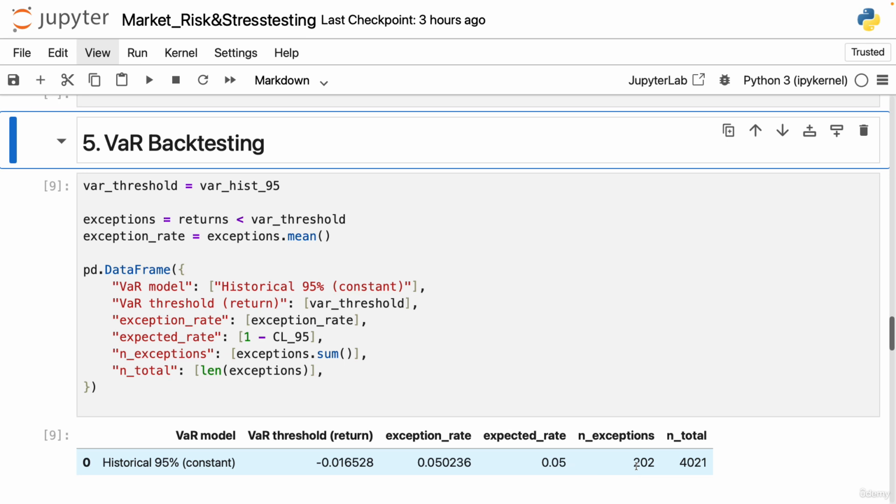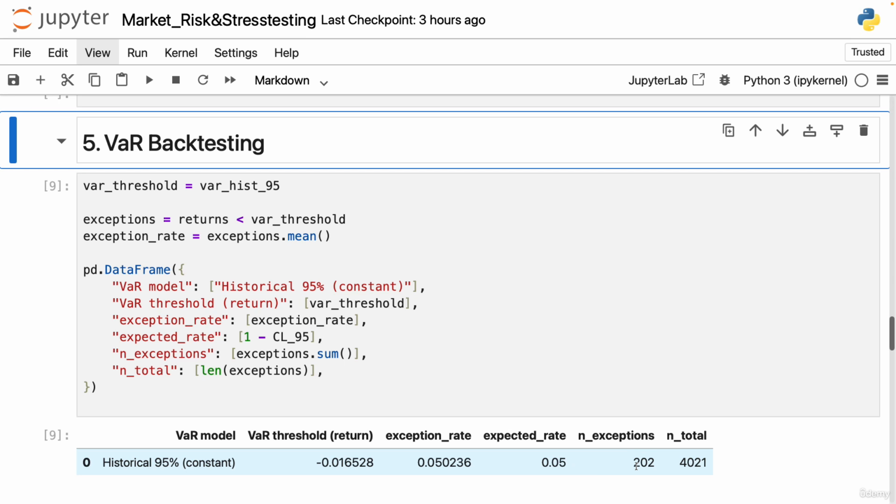In practice, VaR backtesting is used as a monitoring tool, not as a guarantee of safety. Persistent deviations between observed and expected exception rates can signal model breakdowns or even regime changes. This is why VaR is always complemented with tail risk measures and stress testing.